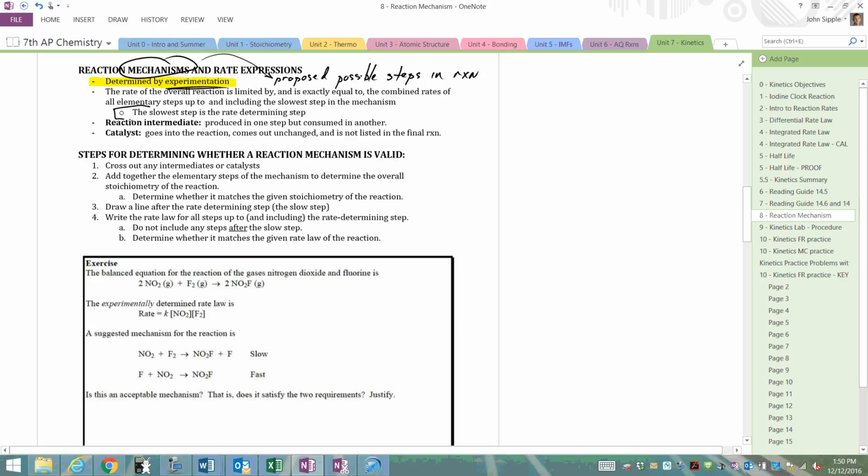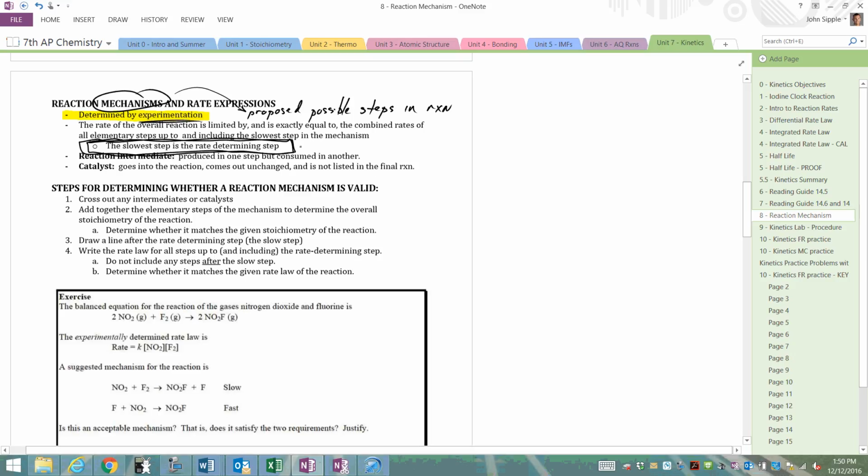The slowest step in our mechanism is also the rate determining step. That ultimately is going to give us the rate law expression. So you're hoping that they match. You're hoping that the slowest step and above in our mechanism match our rate law determined experimentally, which we did either using the integrated rate law method or the differential rate law method, where you use the table logic. You have to compare data.